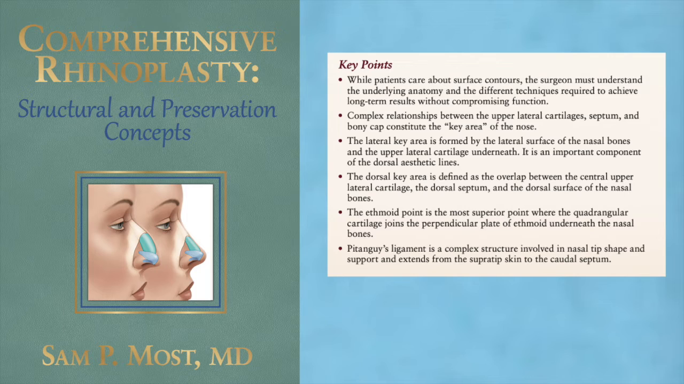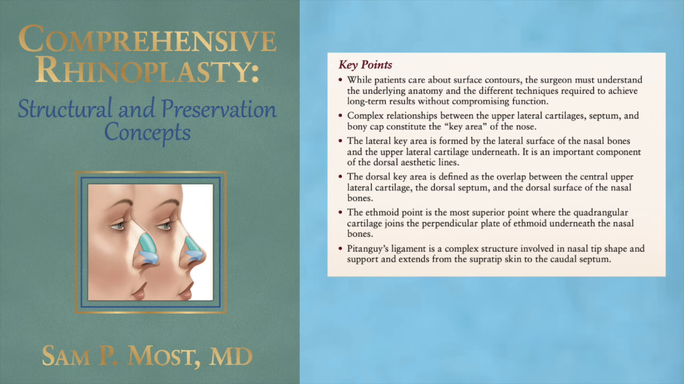The ethmoid point, which I mentioned earlier, is the posterior superior point of the quadrangular cartilage and defines how long your nasal septal cartilage is, particularly how far it extends underneath the dorsal hump. And Pitanguy's ligament is a complex structure involved in tip shape and support, and it's just really beginning to be understood and something that sometimes we preserve.